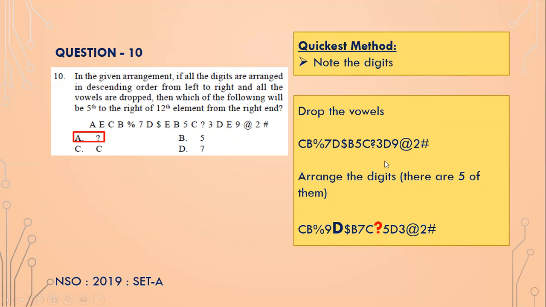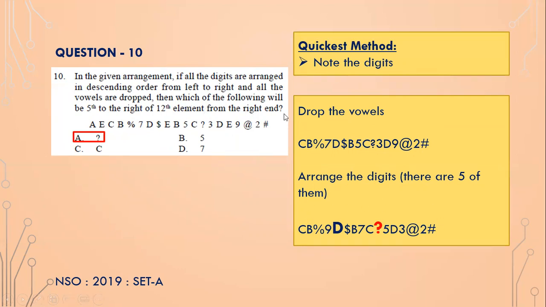So when you drop the vowels, you'll get something like this. And then you arrange the digits in descending order. So the first comes 9, and then comes 7, and then comes 5, and then comes 3, and then comes 2, isn't it? Once you arrange the digits in descending order, this is how the equation will form.